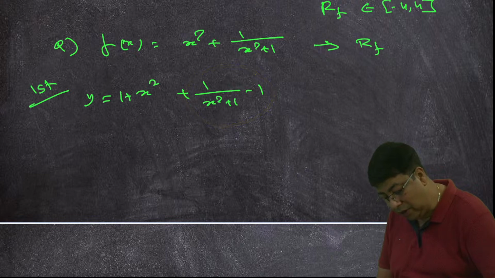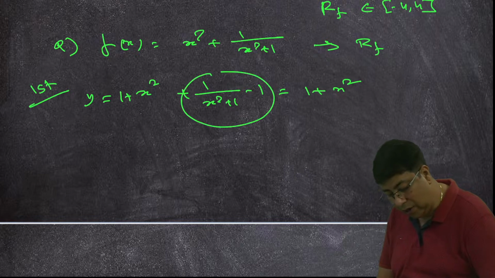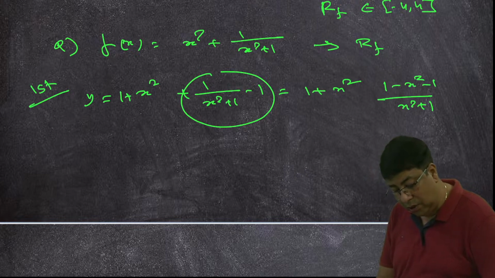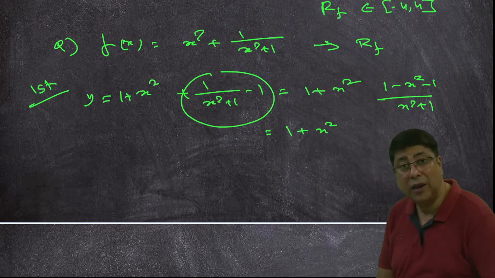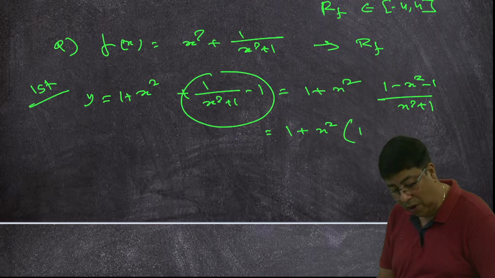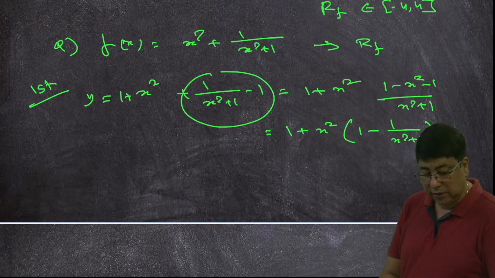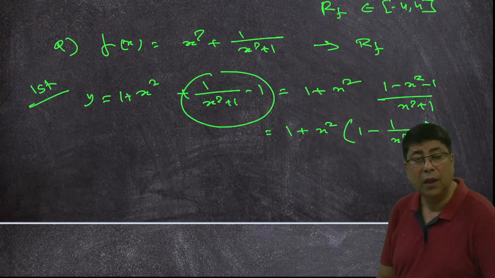If we calculate this, we are getting here 1 plus x square, and if we calculate this thing, we are getting 1 minus x square minus 1 by x square plus 1. So here it is coming 1 plus x square, 1 getting cancelled, x square into 1 minus 1 by x square plus 1. This is what is coming, right? x cancel and this.